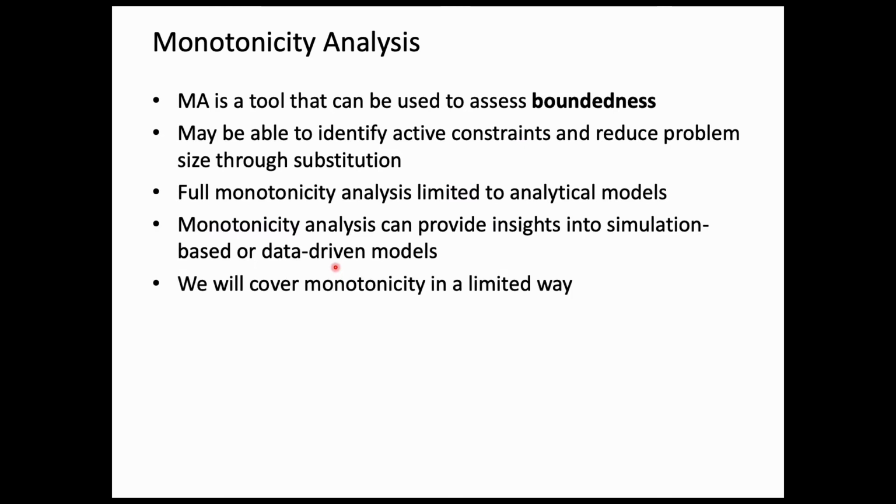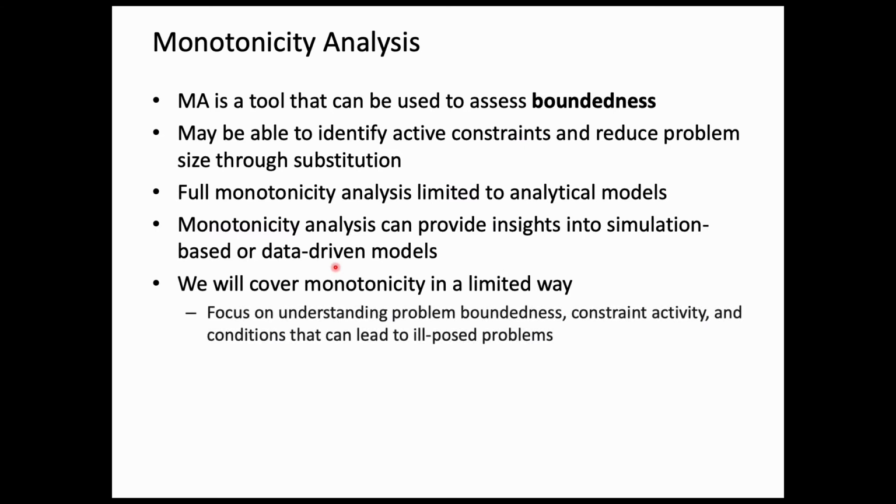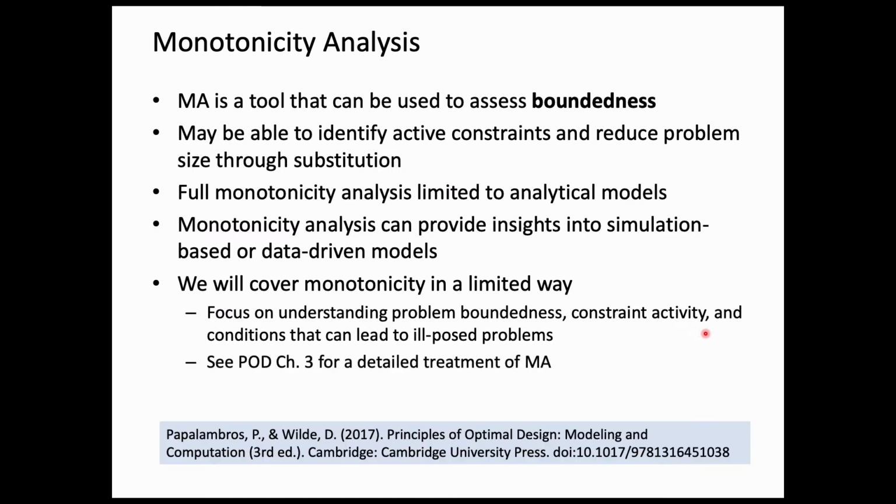In this class, we're going to cover monotonicity in a somewhat limited way. It's going to be quite focused for the purposes of this class. There is a lot of depth behind this topic, so we're really only skimming the surface. We're going to focus on understanding problem boundedness, constraint activity, and conditions that can lead to ill-posed problems. If you want to learn about this topic in more depth, you can go to the supplementary textbook for this course, Principles of Optimal Design, Chapter 3, for a much more detailed treatment of monotonicity analysis.